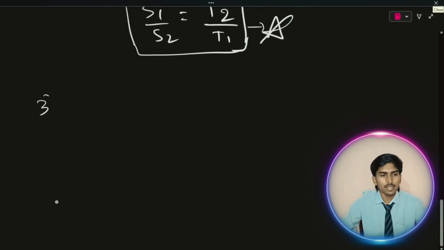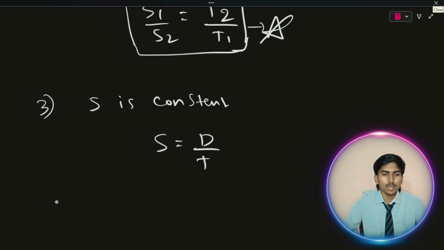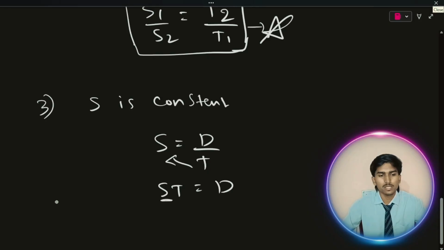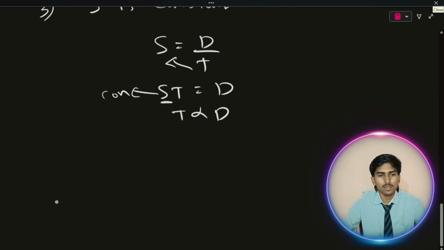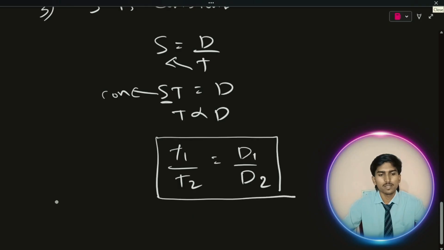And the third case is when speed is constant. We know that speed is equal to distance by time, and when we cross multiply, speed into time is equal to distance. When speed is constant, then time is directly proportional to the distance. Then what is the relationship between the ratios of time and distance? That is time 1 by time 2 is equal to distance 1 by distance 2. This is also the third most important condition.